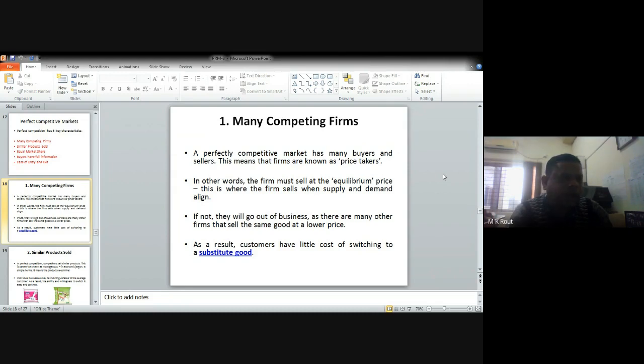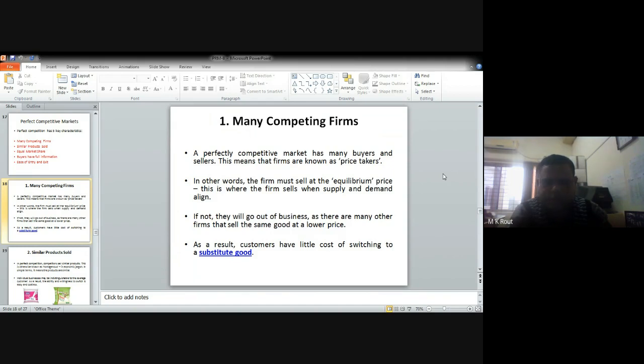In simple words, the firm must sell at the equilibrium price. They maintain the equilibrium or equal price. This is where the firm sells when supply and demand are aligned. So in most cases you can see, especially with reference to salt products, Tata will provide at 10 rupees per kilo. Similarly, ITC also provides at 10 rupees per kilo. So in the case of salt industries, they are maintaining the equilibrium price.